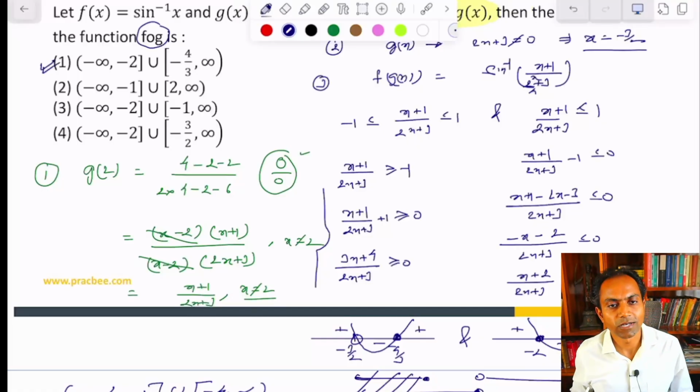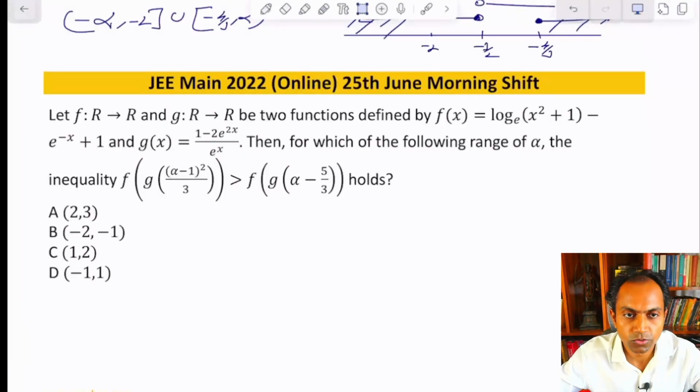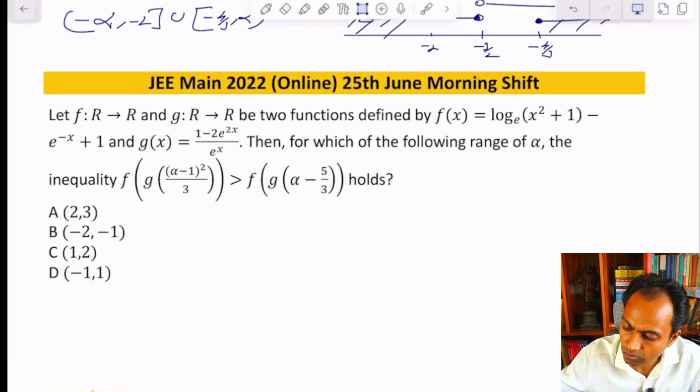Now, the mistake you can make is, if you do not cancel out this x minus 2 in the starting, you will not get the correct answer. Now, this 2022 question goes back to the idea of increasing and decreasing functions.